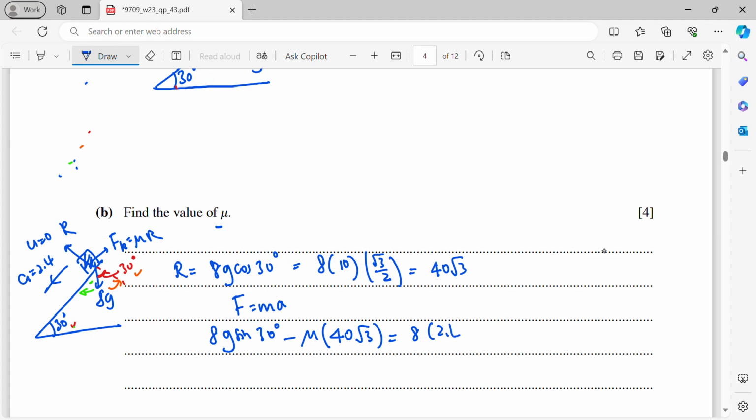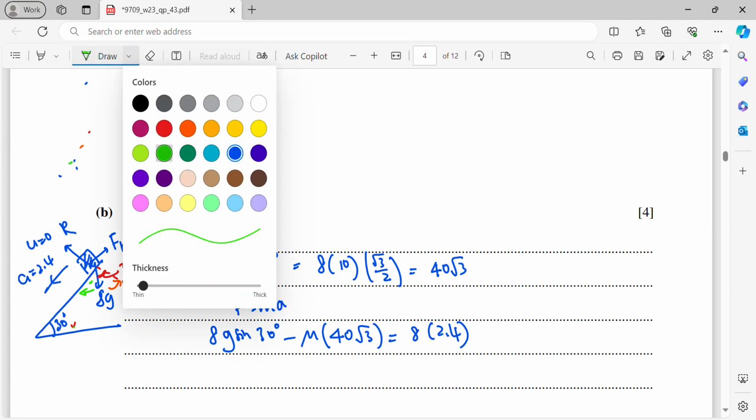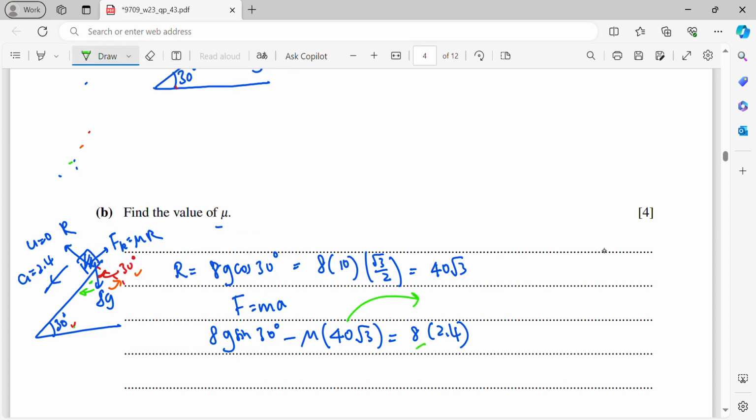The a is 2.4. So then now, to get the mu, this whole mu term, you will move it to the other side, and the 8 times 2.4 will be moved to the left side or right side. So here I will write 40 square root 3 mu. Okay, then it will be 8g, g is replaced by 10. Then sine 30 is half. After that, the 8 times 2.4 will be moved to the other side, becomes negative.